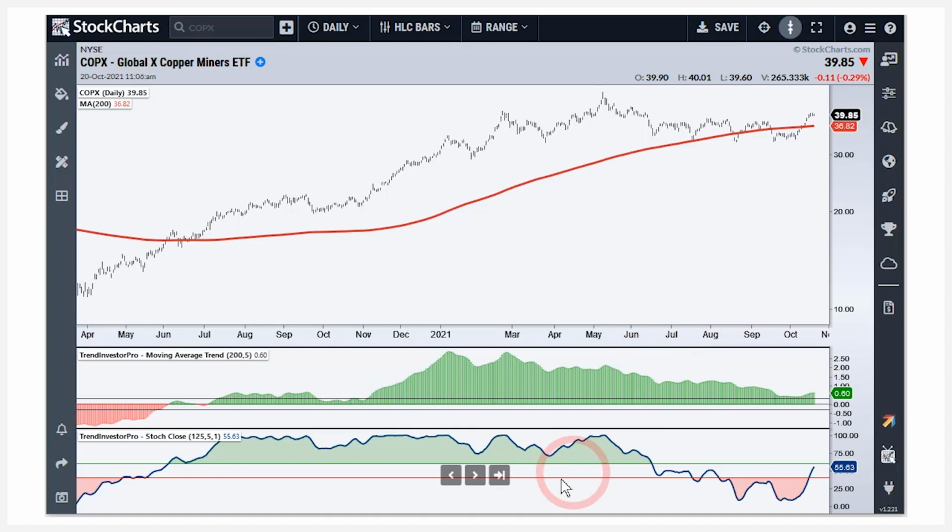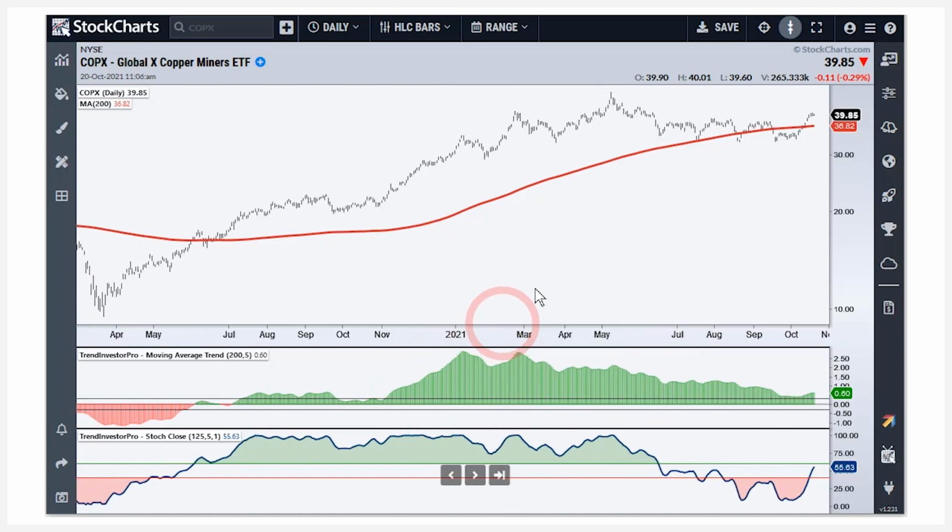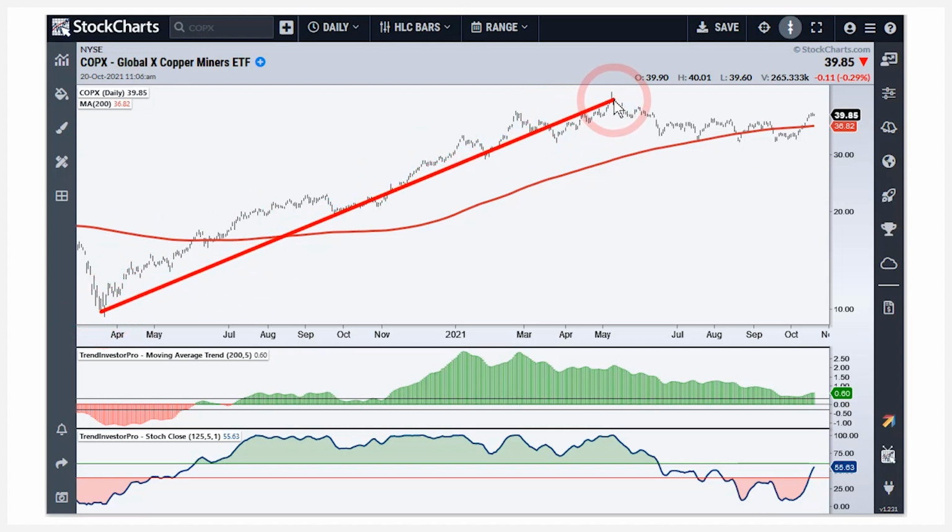So if we look at copper here, like everything else, it had this huge move off of those lows from COVID. You can see here, in March 2020, that low was around 10 and it moved above 40, so it was up like 400%. And then it moved down from May until September, October here. So that's a pretty good downtrend.